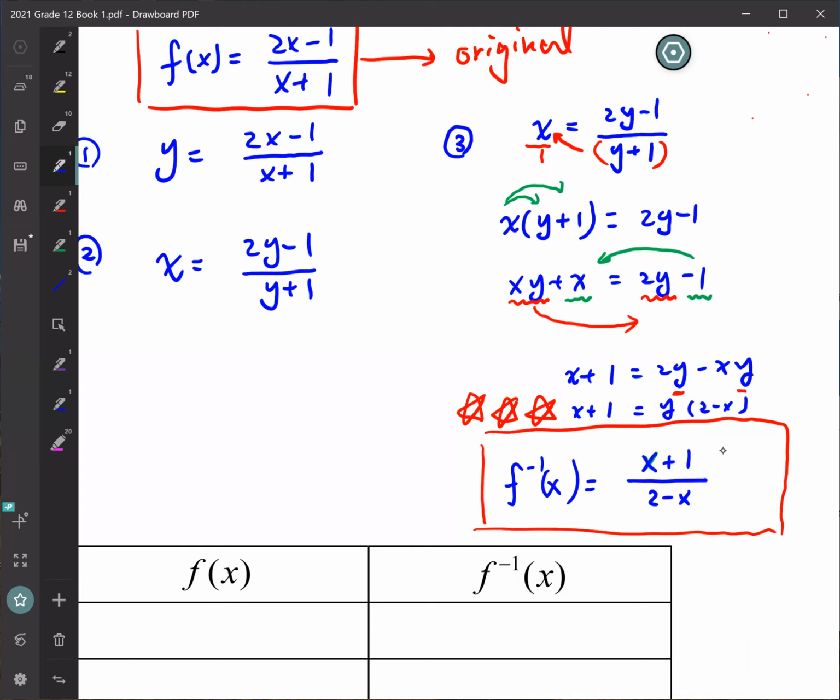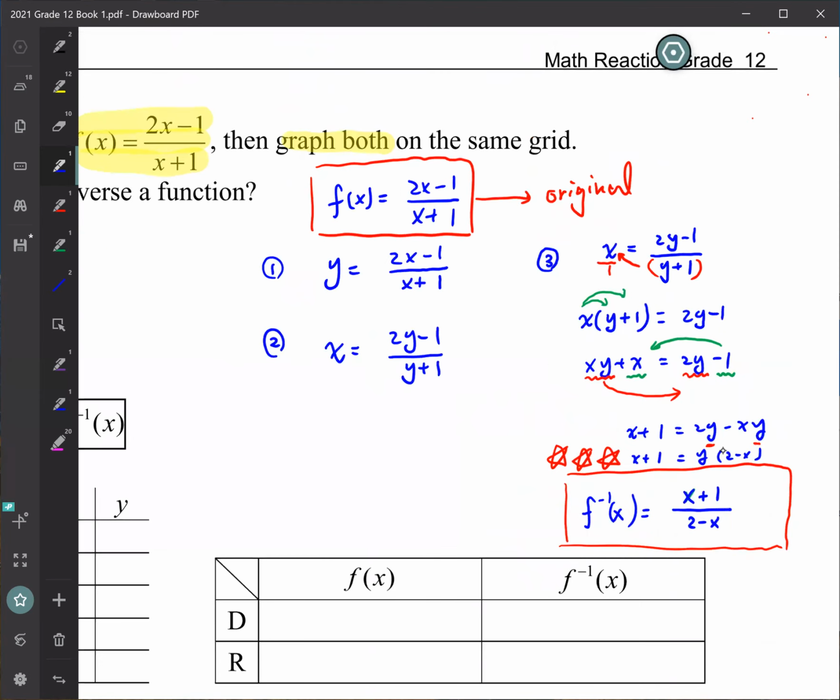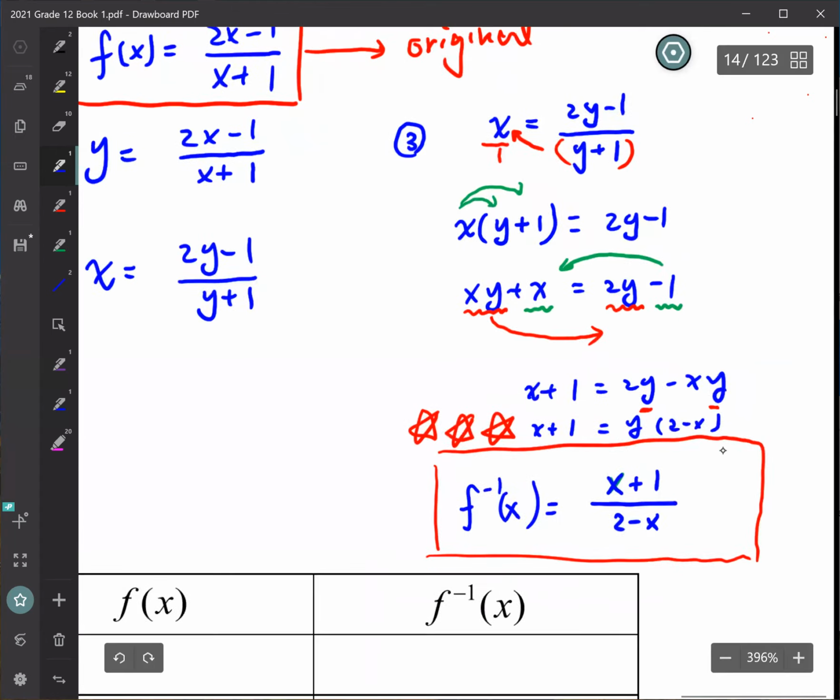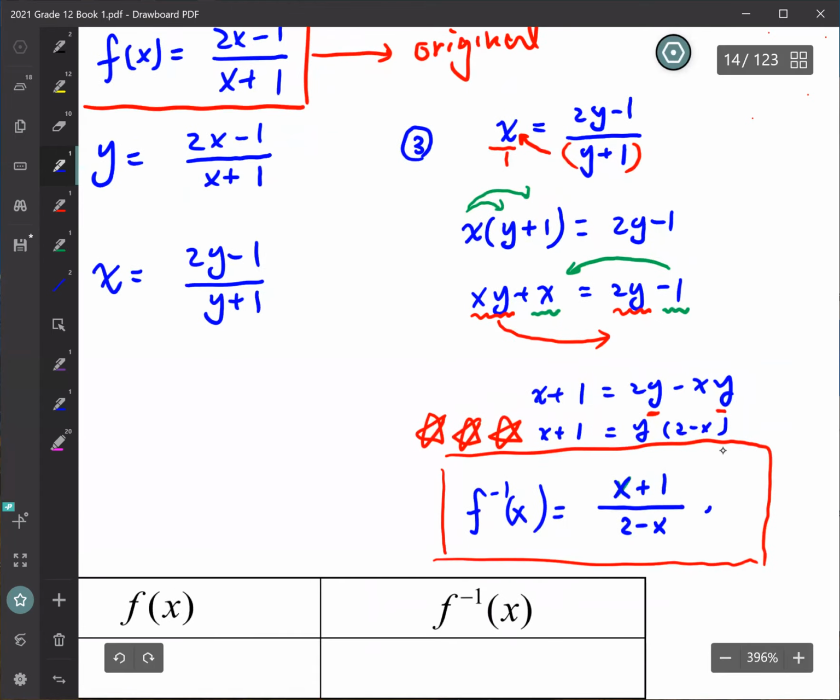Please remember this one. Make sure you look at the notes if you get stuck again on the homework. And of course, this one has a fraction, so don't forget your restrictions. X cannot be what, Eric? What's the restriction here? 2. Yeah, I cannot have x equal to 2 for this one.